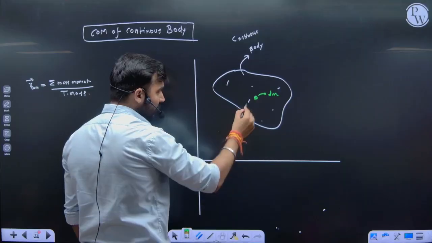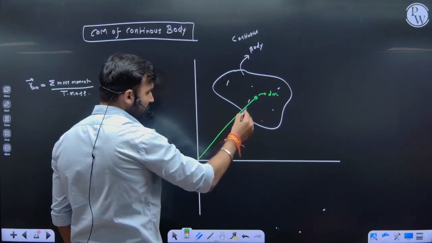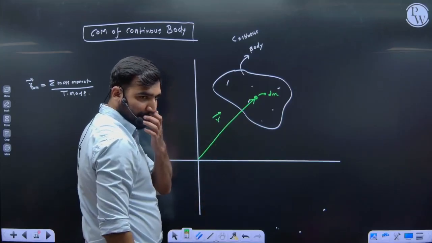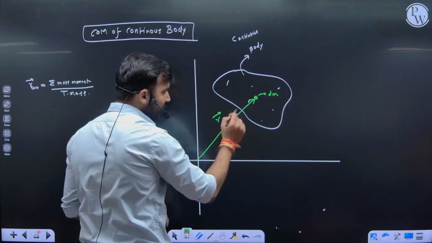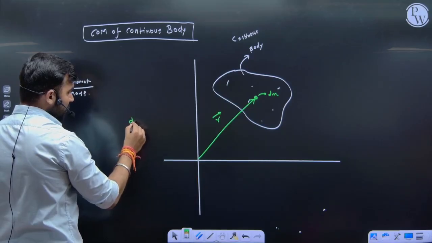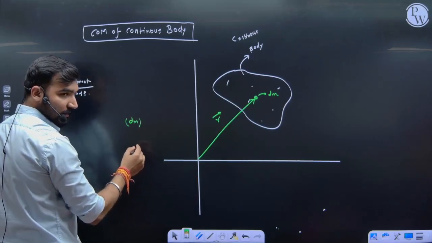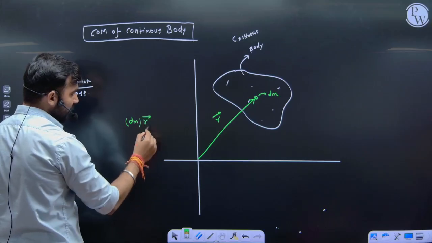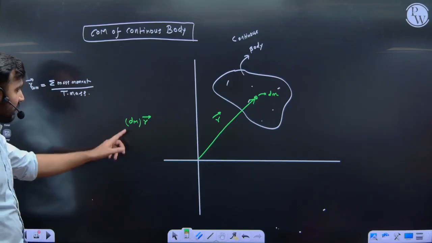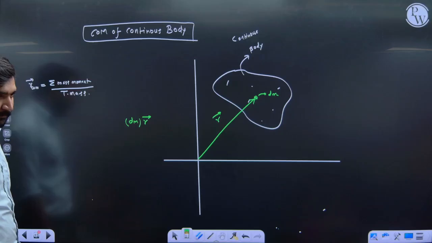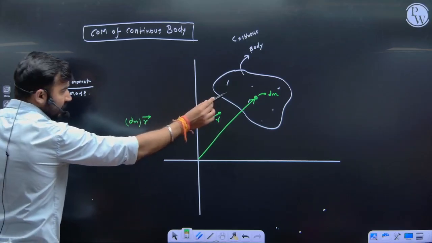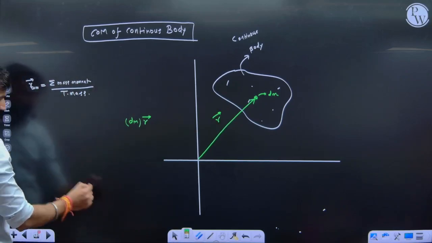What is the position vector? So this is its position vector, let's say r vector. Correct or not, everyone? Now I am writing the mass moment of this small mass: mass into position vector r. This is the mass moment. There in discrete particles I have written m into r vector. Correct?